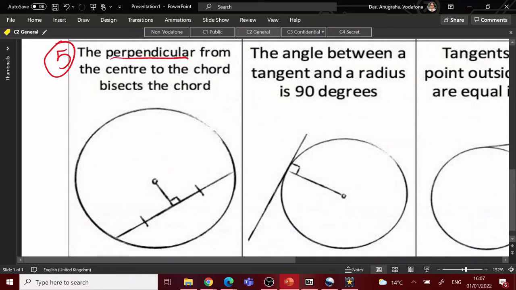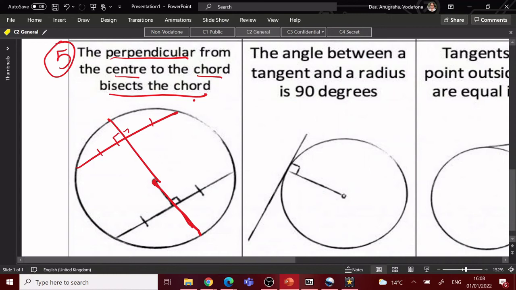The perpendicular from the center to the chord bisects the chord. When they say the perpendicular from the center, they're referring to the radius. So what that means is, if you have any radius that crosses a chord in a circle, it perpendicularly bisects it. So for example, if I have a chord here and the radius goes through it, then it splits perfectly in half with 90 degrees.